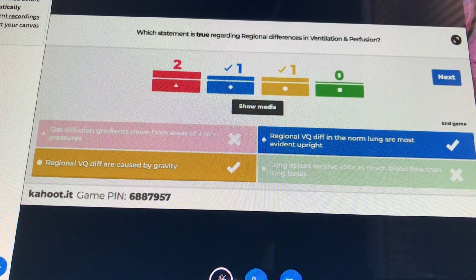So regional VQ differences are most evident in the upright position. That's the position we're in most often, and they're caused by gravity. In the upright position, gravity is bearing down on us. So the party is in the basement. You have much more blood flow in the bases of your lungs and much more ventilation also in the bases of your lungs. Diffusion happens from areas of high concentration to low concentration. So that's what makes the red one wrong, because your arrows are going in the opposite direction. When things diffuse, it's like a ball rolling down a hill. It's going to go from a high starting point to a low starting point.